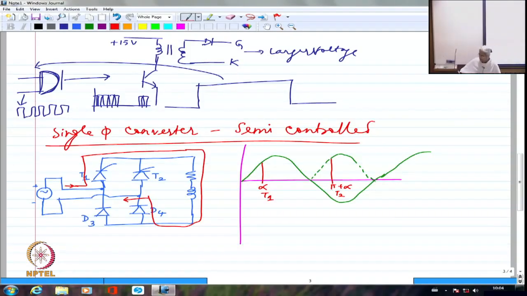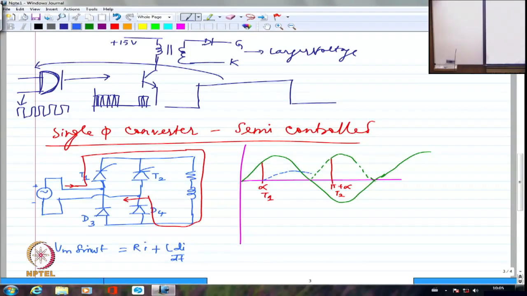That means, let us say my current would increase slowly depending upon the same equation, Vm sin omega t equal to Ri plus L di by dt. So the same thing holds good: when Vm sin omega t equal to Ri, I am going to have the peak being reached. So current has reached a peak somewhere here and then it will start falling.